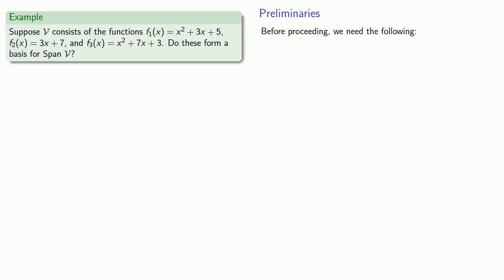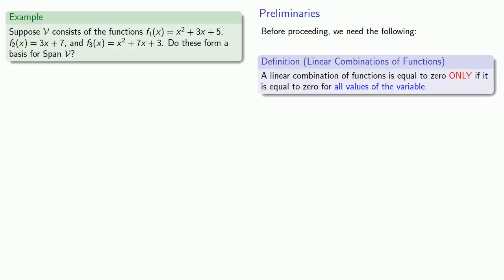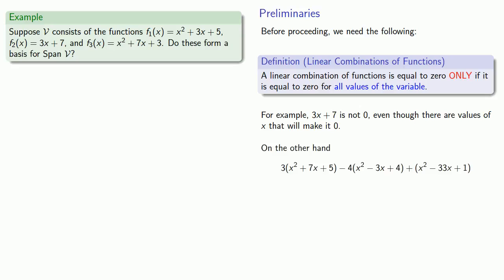First, since our determination of whether or not a set of vectors is independent or dependent depends on whether or not we can find a linear combination equal to 0, it's important to understand that a linear combination of functions is equal to 0 only if it's equal to 0 for all values of the variable. For example, 3x plus 7 is not 0, even though there are specific values of x that will make it equal to 0. On the other hand, a more complicated expression like this, after all the dust settles, will turn out to be equal to 0 regardless of the value of x. So this is a linear combination equal to 0.